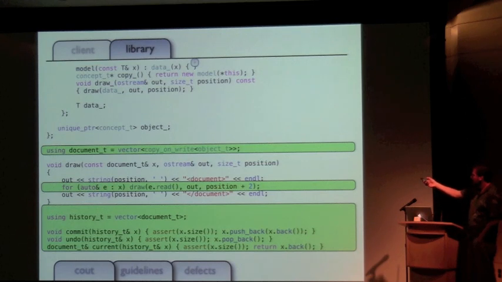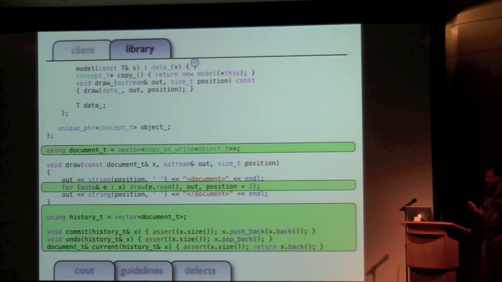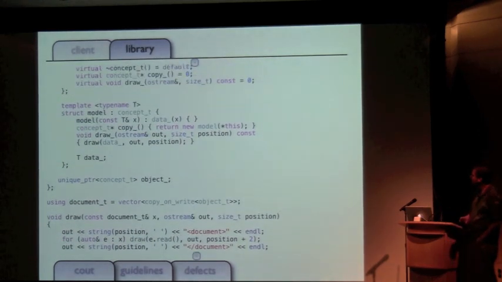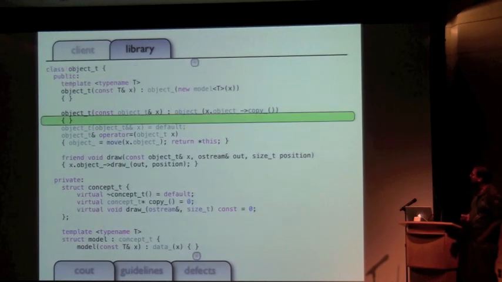So now we did that. Now we're going to create our history, which is just a vector of documents. And we're going to add just three little simple operations. We're going to have a commit operation that just pushes the back of our history onto our history, an undo operation, which is just a pop, and getting our current history just returns the back. Okay? So just three little simple operations. It's not how I'd actually write it, but this is simple.